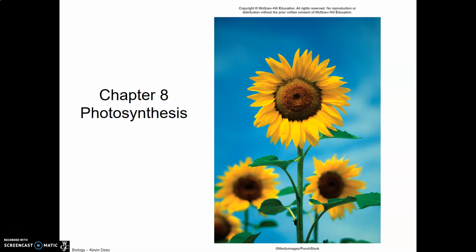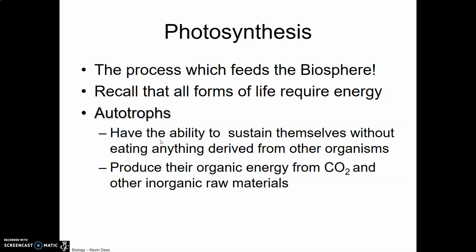In Chapter 8, we're going to continue our look at energy conversions in living systems by looking at the process of photosynthesis. Now, you might recall that photosynthesis is the process that feeds the biosphere, because all forms of life require energy, yet all forms of life are not able to use energy directly from the sun, for instance. So living things have to be able to convert energy into some usable biological form, like a glucose molecule that they'll catabolize and break down and use to make ATPs.